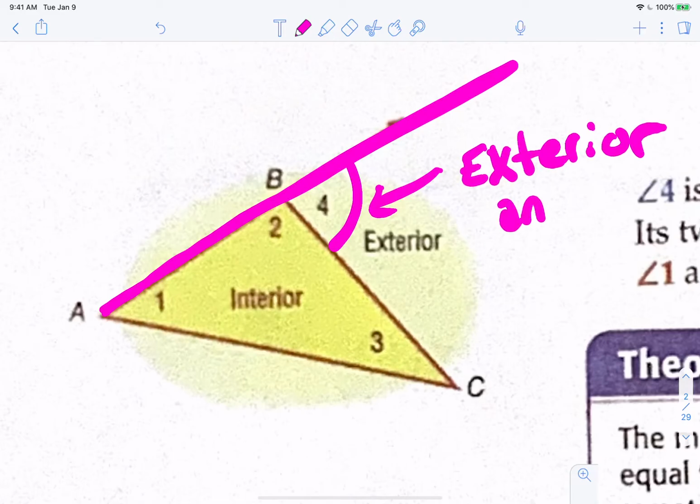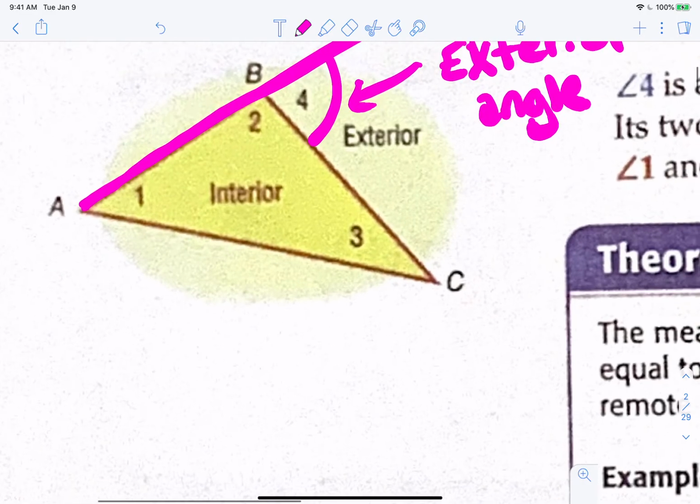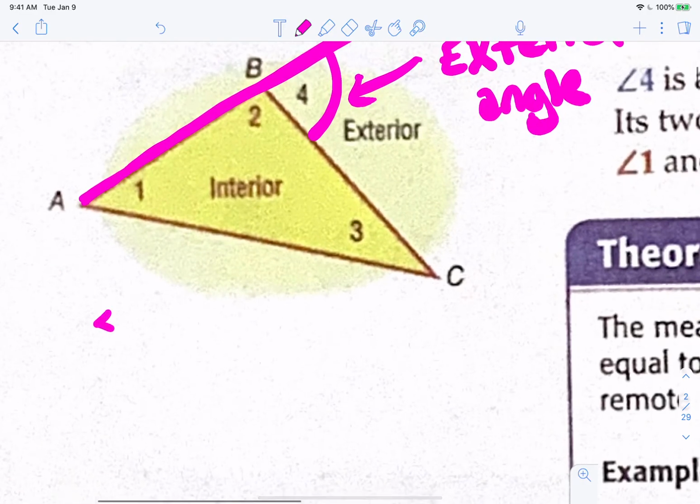This is an exterior angle. Angle 4. Okay, now, angle 1, angle 2, angle 3. Which angle is angle 4 touching? 2. Okay? Which 2 angles is angle 4 not touching? 3 and 1. Okay? When I am trying to find the measure of angle 4, angle 4 is going to be equal to what angle 1 plus angle 3 is.